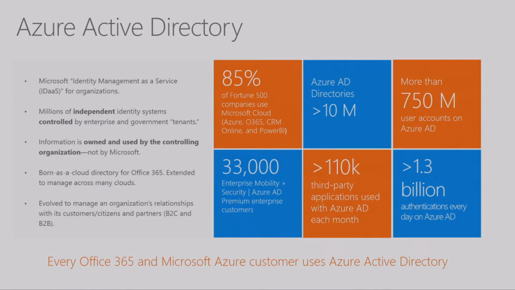110,000 applications. And there is a number, 10 million directories, 750 million users. Boom, huge numbers, ridiculous numbers. And there is a small, modest number there that says 33,000 enterprise mobility and security customers. These are the customers that didn't take Azure AD with Office or with Azure or by accident. These are customers that trust enterprise mobility and security vision, and they did that the last 2 years.